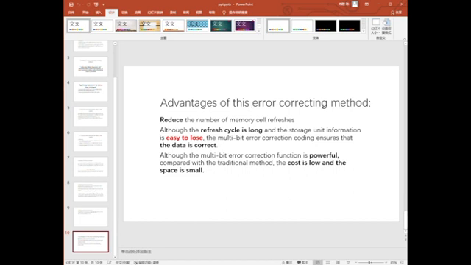The advantages of the error correction method. This is the final part of my presentation. This would reduce the number of memory cell refreshes, even though with a long refresh cycle data is easy to lose. The multiple bit error correction coding ensures that the data is correct. Also, the multi-bit error correction function is powerful. Compared with the traditional method, the cost is low and the space is small. That's why this method is really useful for our architecture. Okay, that's all.